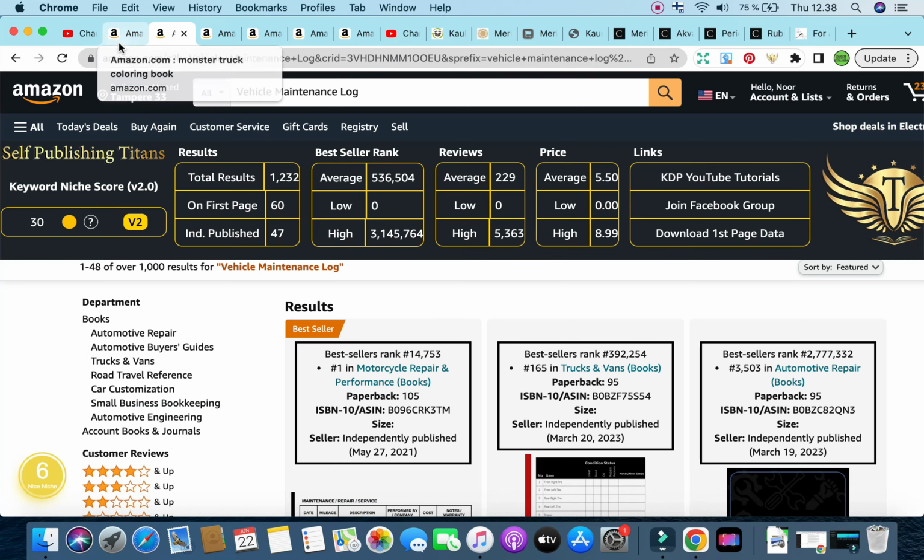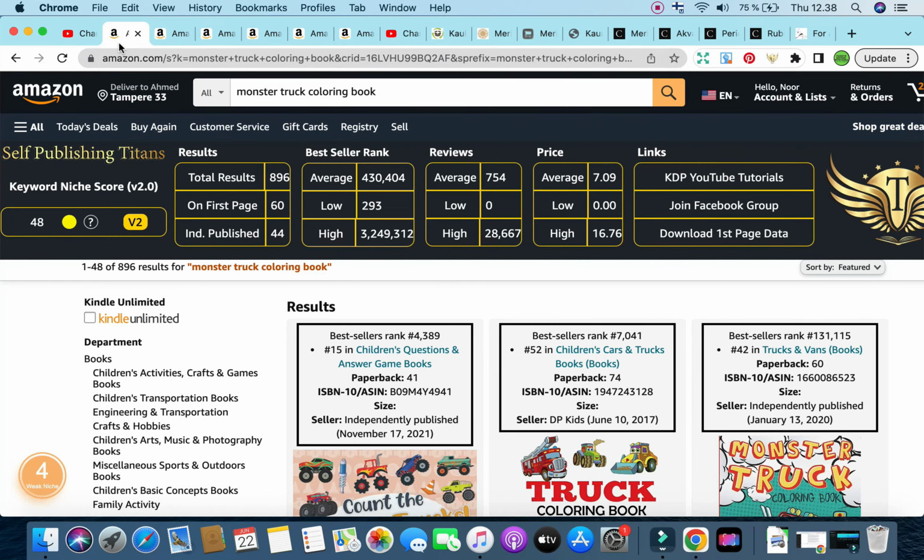The fourth and final keyword for the day, nothing to do with vehicles, but it's more of a coloring book based, and the keyword is monster truck coloring book. Now, monster truck coloring book is a nice keyword. All the data support that. And we have a keyword score, a strong one, by Self-Publishing Titans of 48.